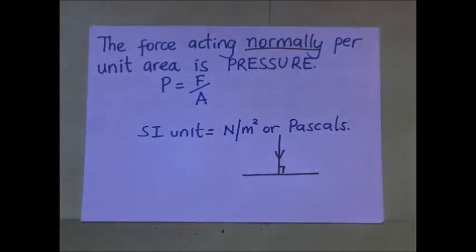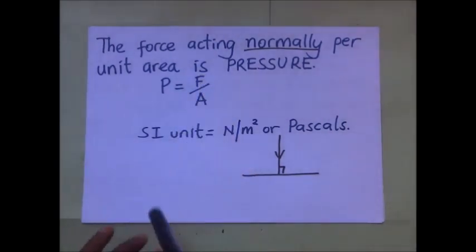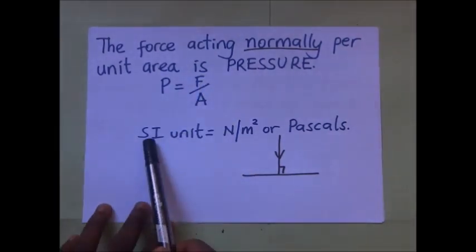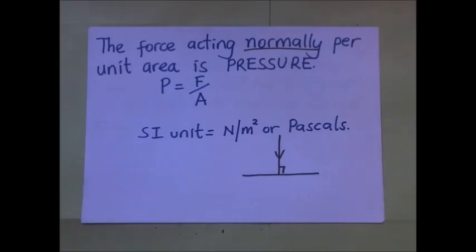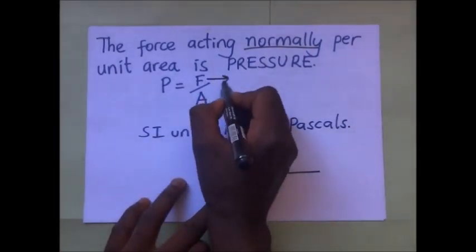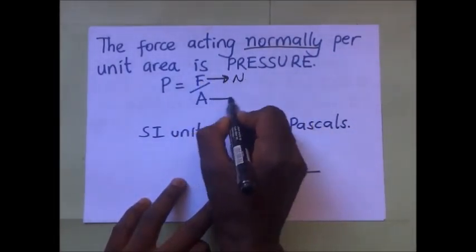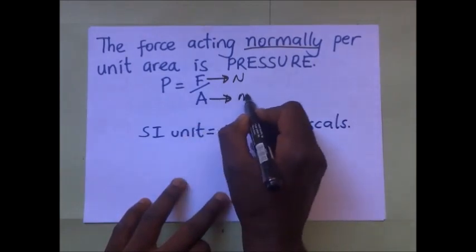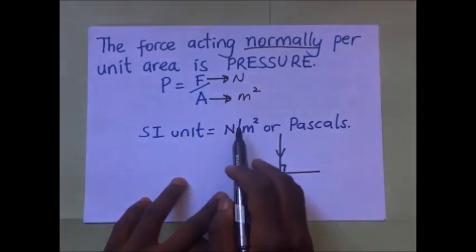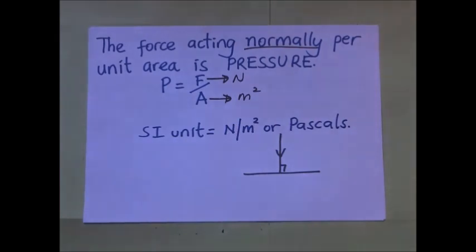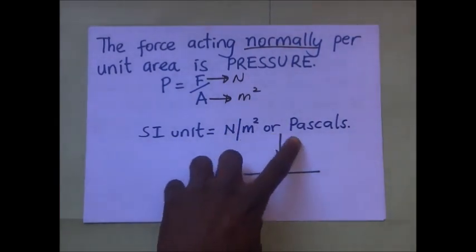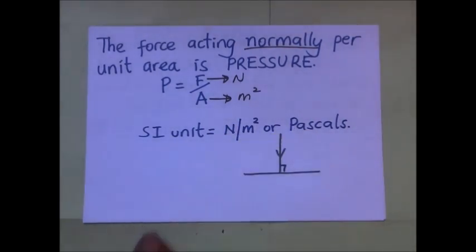And the formula for pressure, in general terms, is pressure equals force over area. Now, the standard SI unit for pressure is newtons per meter squared. It comes from force: the SI unit for force is newtons, and the SI unit for area is meters squared. So it is newtons per meter squared, and 1 newton per meter squared is given as pascals.